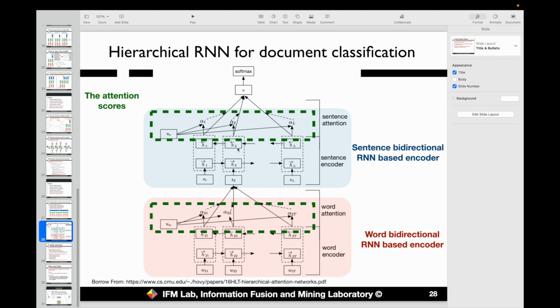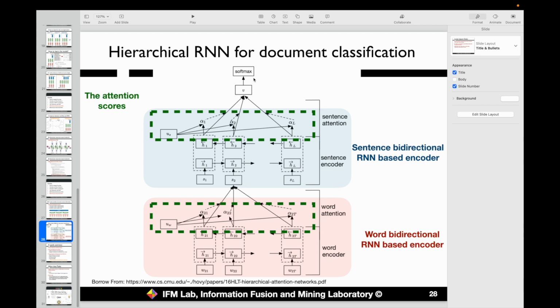You can follow me, right? So by summing all the H vectors in both directions together according to the attention scores, we can define the representation for the paragraph. In this way, we can learn the representation for the documents, and then we can further classify the document into different classes with this softmax function, right?